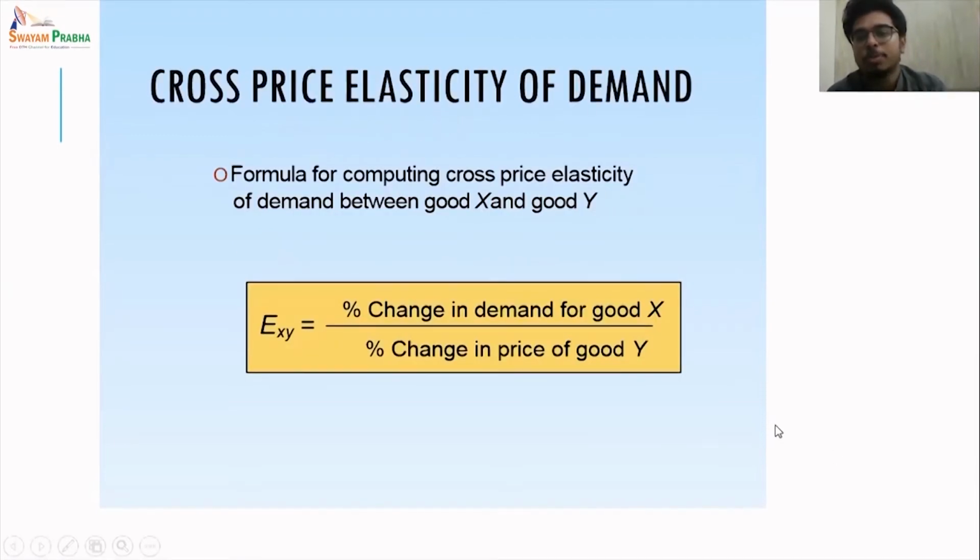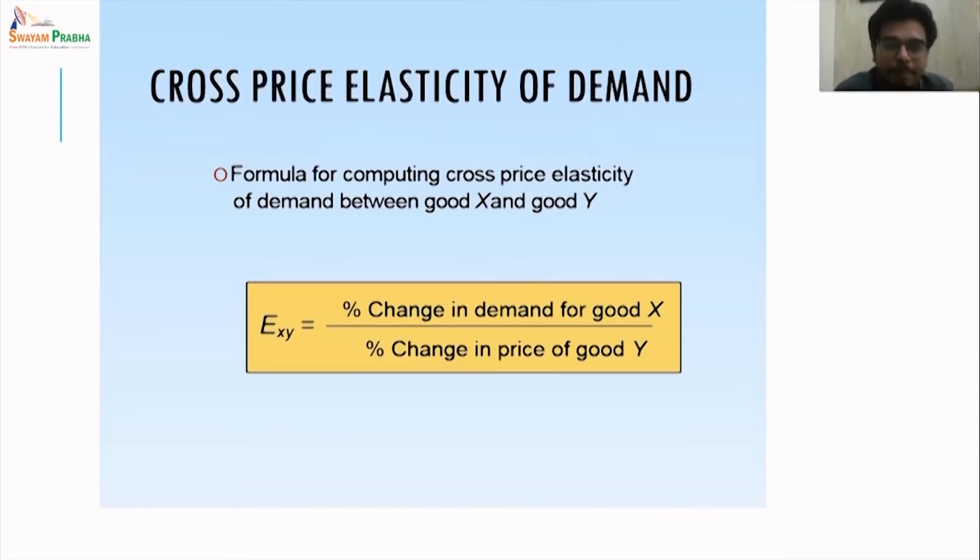So the cross price elasticity of demand can be estimated as the percentage change in demand for one good, let us call it good X, ball pen, divided by the percentage change in the price of the other good, the price of gel pen.